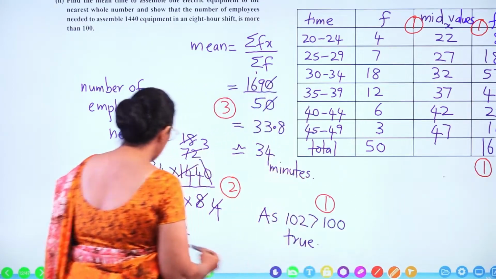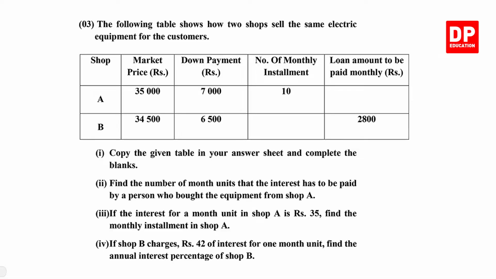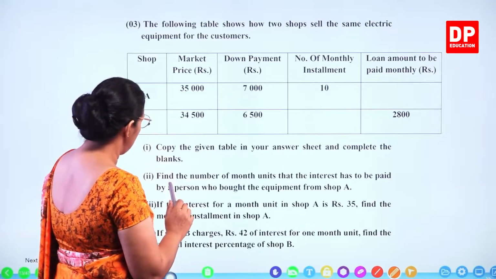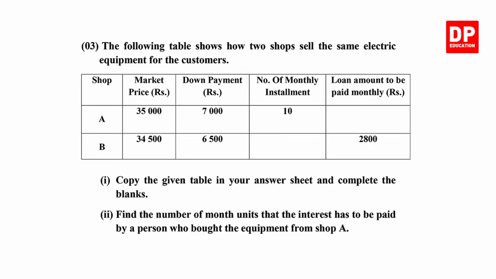Let's do question number 3. It's about percentages. So let's do the question. The following table shows how 2 shops sell the same electric equipment for the customers. Shop A and B. Market price is given. Down payment is given. Number of monthly installments 10. Loan amount to be paid monthly.